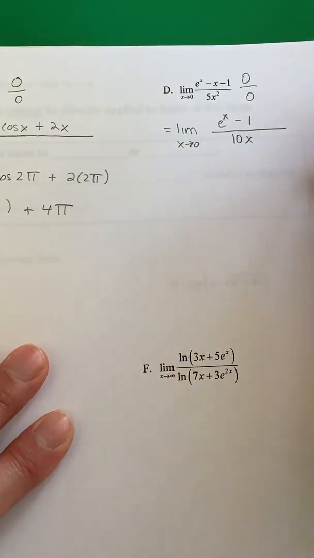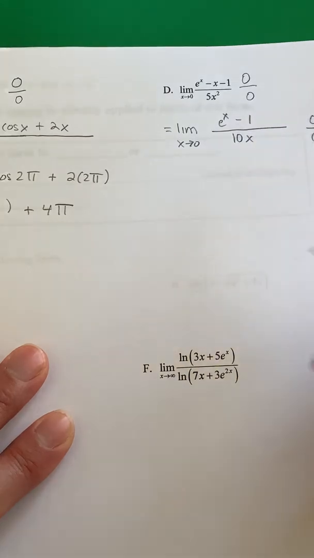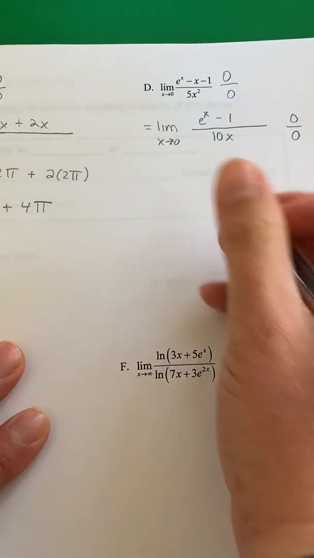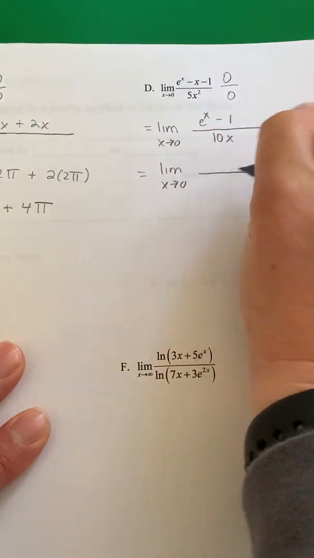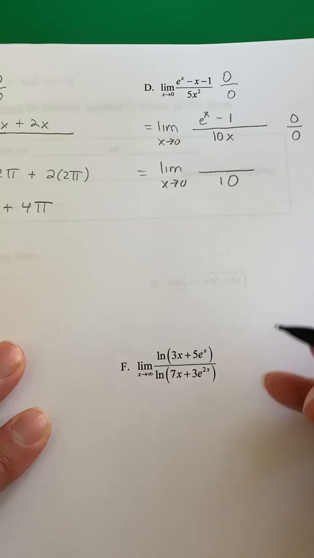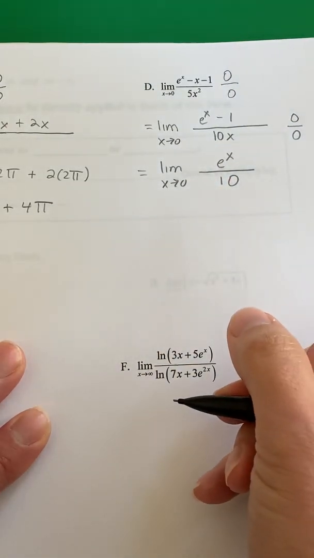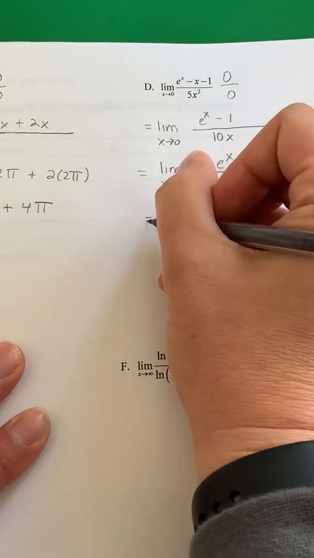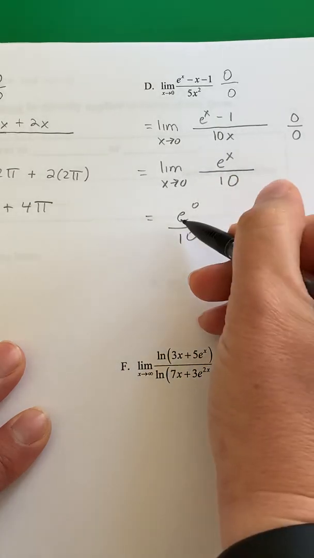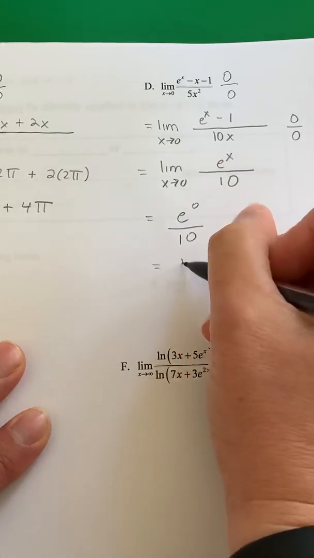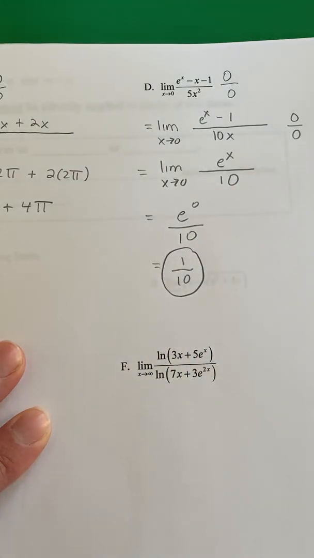Plugging in 0 again, we're going to get 0 in the denominator. Then we'll have 1 minus 1 on top, so we have another L'Hopital's rule there. So the limit as x goes to 0, taking the derivative of the downstairs, we end up with 10. The upstairs, we end up with e to the x. This is a place where we can now evaluate. So we get e to the 0 over 10, and just like we said earlier, anything to the 0 power is 1. That completes example 1, part D.